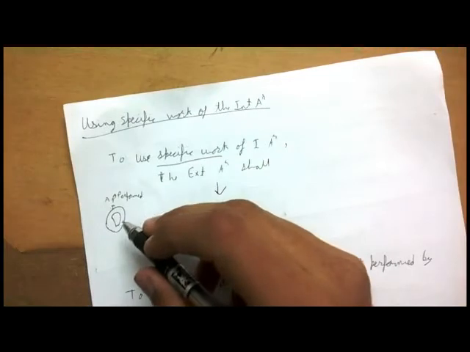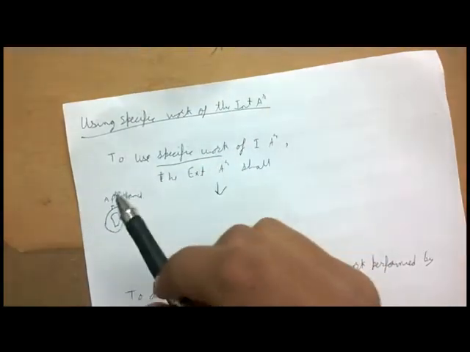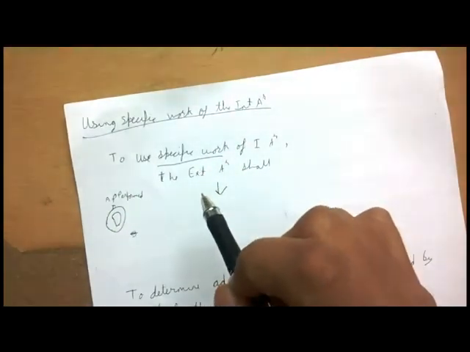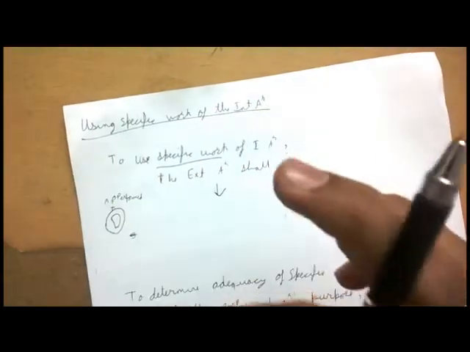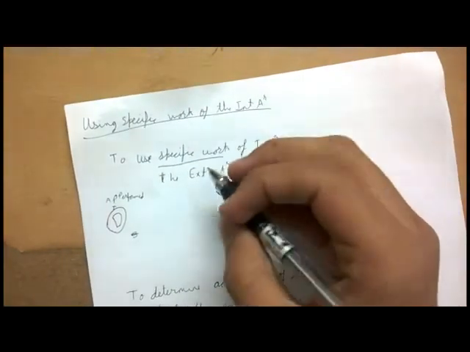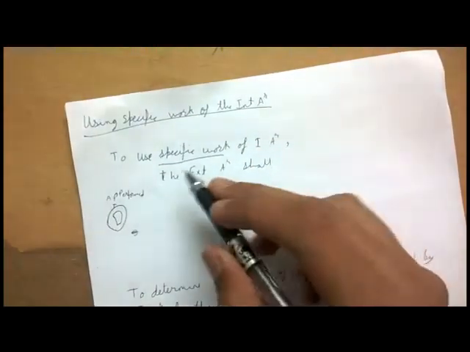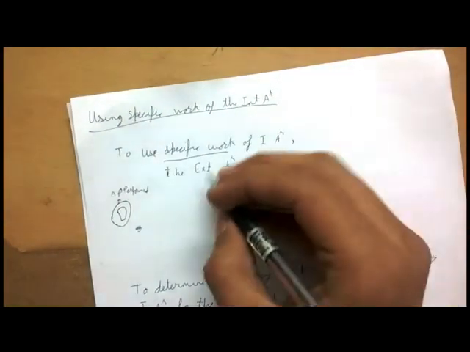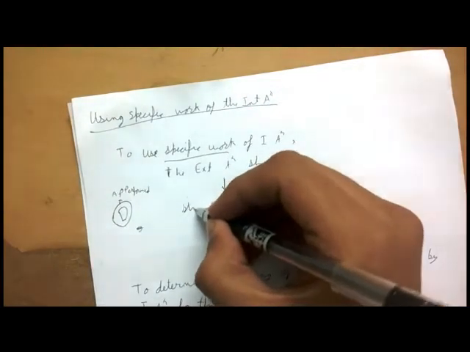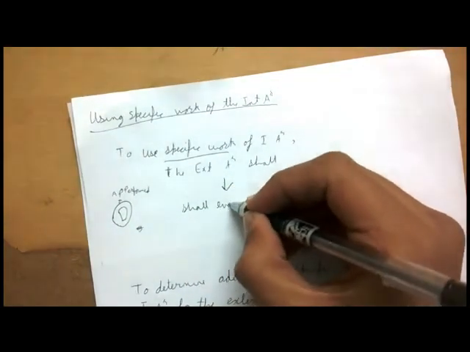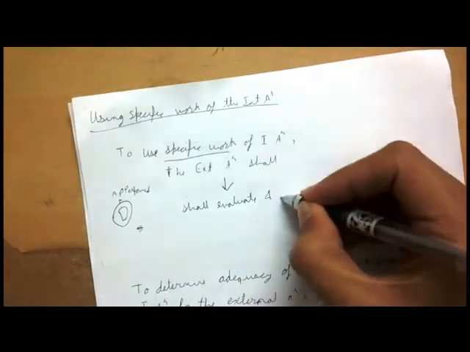He shall perform audit procedures. He has to evaluate the work, to determine the adequacy of this work for the external auditor's purposes. And this is again something which is going to be documented, the audit procedures which we are performing on the internal auditor's work. So to use the specific work of the internal auditor, the external auditor shall evaluate and perform.